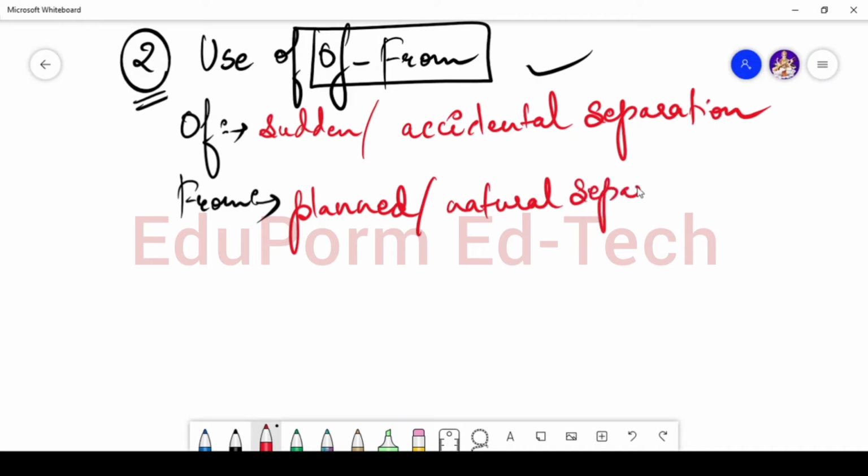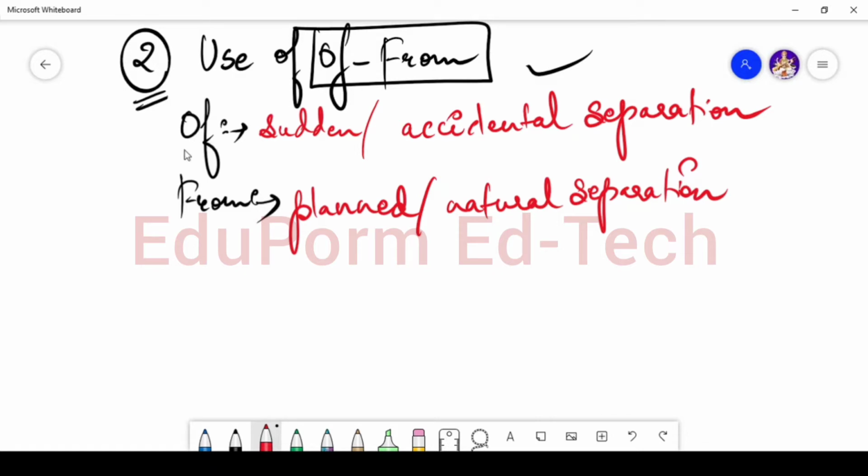Now why am I talking about both of the uses? Because sometimes when you are asked to use a proper form of preposition, you cannot figure it out. I have seen most of the students making mistakes. They cannot figure out whether in that sentence of would be used or from would be used. Okay, so this might sound a little problematic to you, but again I'm going to give you a trick to remember when of will be used and when from will be used.